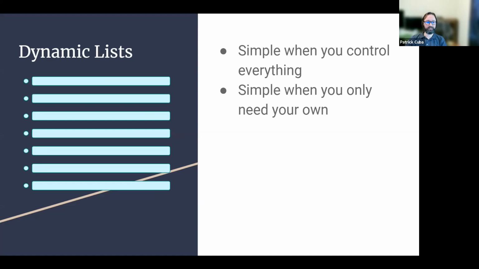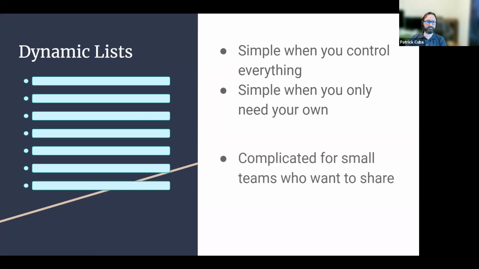If we go back to the idea of those collections, we're either setting that key trait that they all have in common and letting things add themselves to that list if they share that trait, or we're basing some sort of algorithm of similarity to what we already have in the collection and seeing if other things happen to enter into it. This is very simple to do when you control everything, and it's very simple when you only need to be able to access your own items.